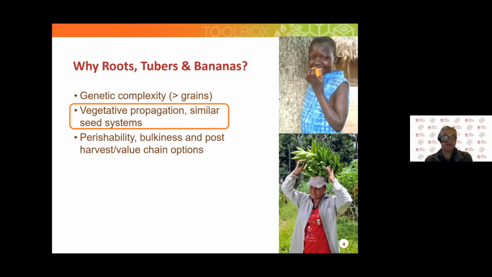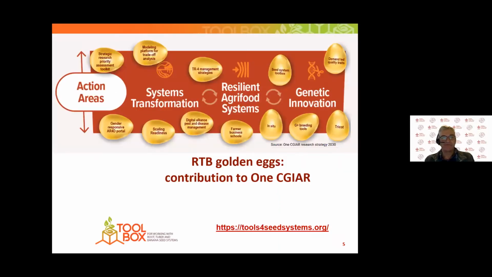Critically, for this webinar and for our work, they all are vegetatively propagated, so they have similar seed systems. Seed of RTB crops is typically much bulkier. It transmits diseases easily because it's living material. And because of the bulkiness comes higher cost and the need often to locate the final production of seed for farmers closer to the point of use. So a lot of points in common, so opportunities for cross-learning, which we've done, I think, quite successfully so far in our seed system work. Another thing we've been working on is the RTB golden eggs. So the golden eggs are really the collective assets.